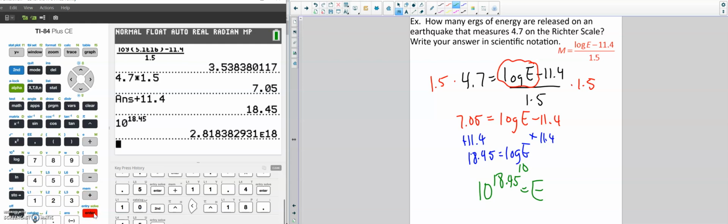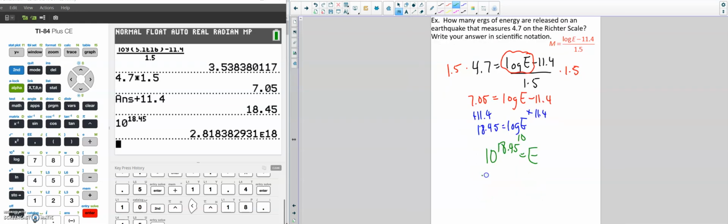We hit enter, and that's going to be in scientific notation because you can see the E at the end. So we're going to go to 3 decimal places. So that's going to say 2.818. And then we don't use the capital E in scientific notation. We're going to say times 10, and then whatever's after that E, that 18, is our exponent. And that's going to be in ergs of energy.